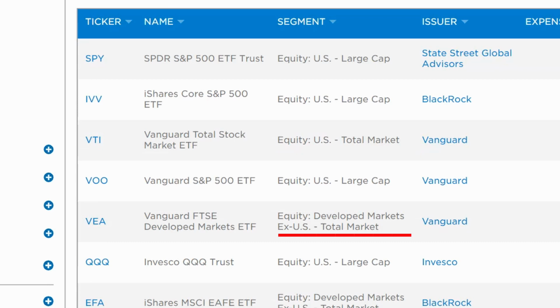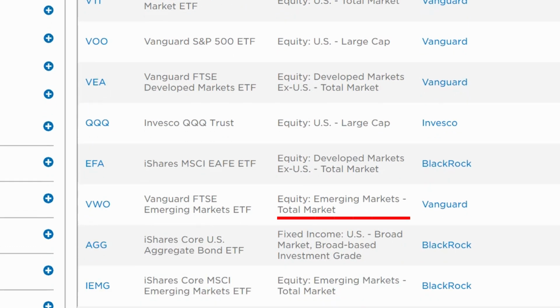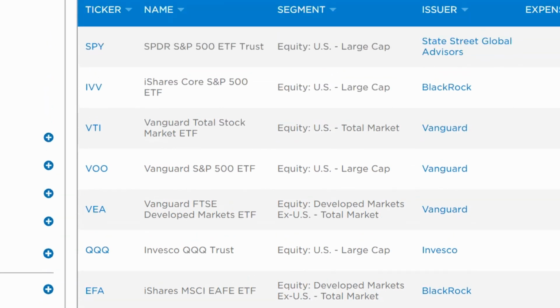Other popular segments include Developed Markets ex-United States, which cover stocks from developed countries outside of the United States, such as Japan and European countries. Emerging market ETFs have stocks from emerging countries like China and India, as well as countries in Africa and South America. You can also find fixed income bond ETFs, such as AGG.